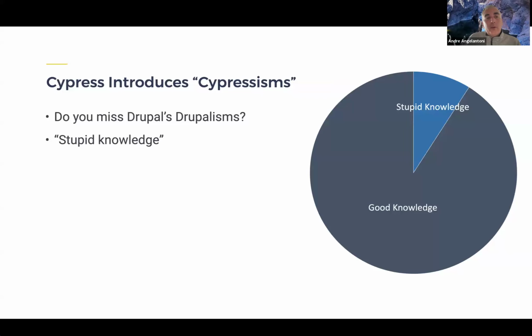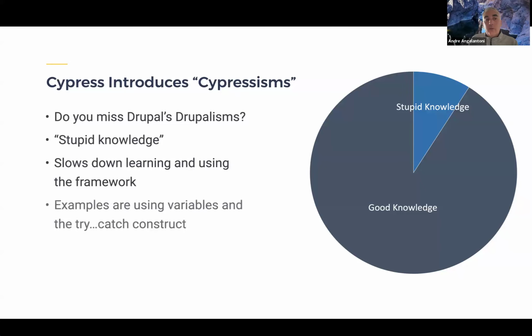So another way you could express this is, I don't know who invented this term, it's called stupid knowledge. And this is the knowledge you need to get something done that you wish you didn't need to know, but if you don't know it, you're not going to get it done, and it doesn't actually move the ball forward a whole lot. So Cypress has a fair amount of stupid knowledge that when you're learning it, you're going to have to learn just to do basic things. And I'm going to actually give you some examples here. And this stupid knowledge that you have to learn slows down learning and using the framework.